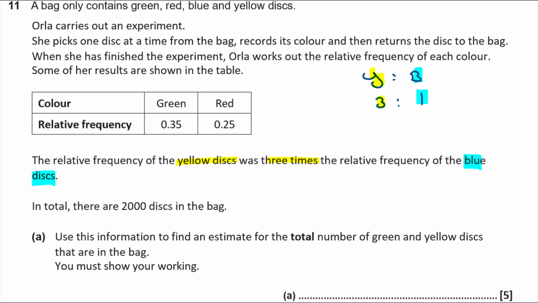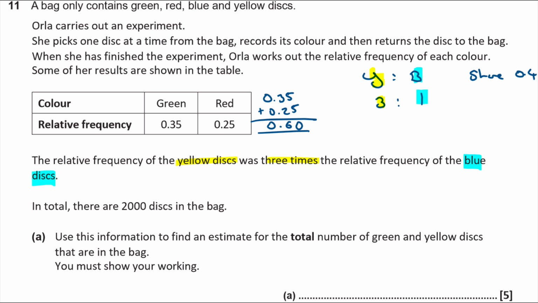Okay. And what relative frequency do we have to share between the yellow and blue discs? Well, if we add up the two I've got, 0.35 plus 0.25, that comes to what? 0.6. So I've got 0.4 left, haven't I? So I need to share 0.4 between these two values.